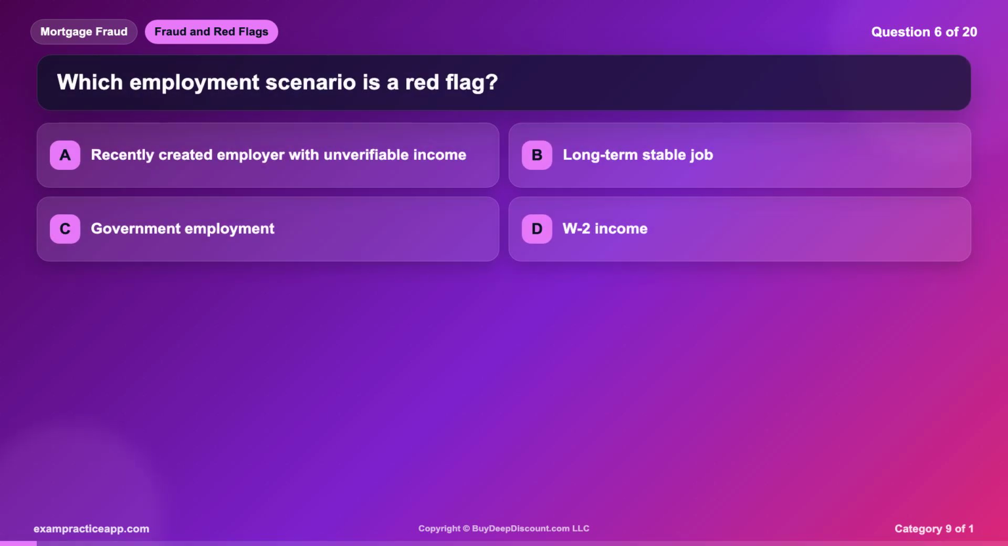Question 6. Which employment scenario is a red flag? Option A, recently created employer with unverifiable income, option B, long-term stable job, option C, government employment, option D, W-2 income. Take a moment to choose your answer. The correct answer is option A, recently created employer with unverifiable income. Explanation. Unverifiable employers are a fraud indicator.